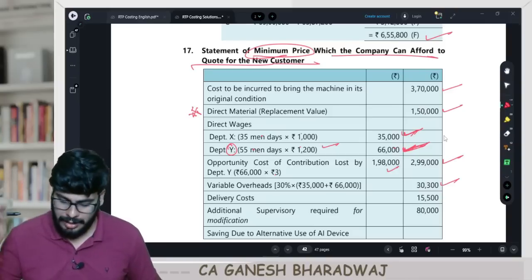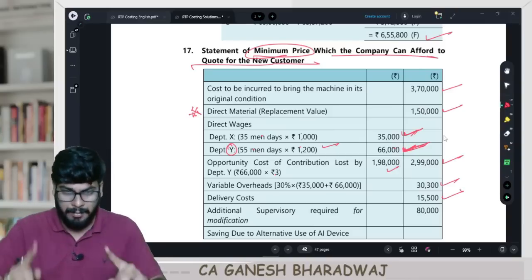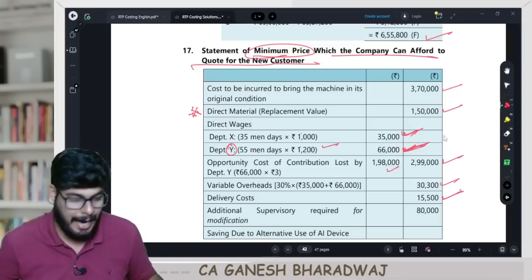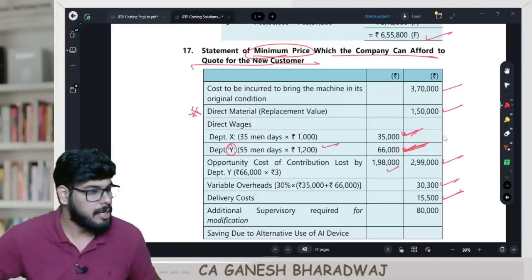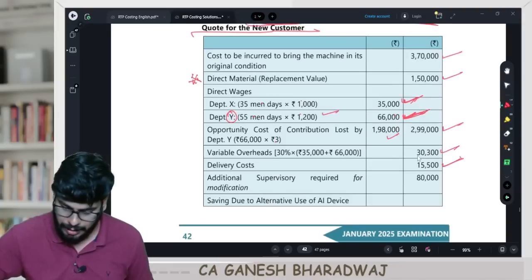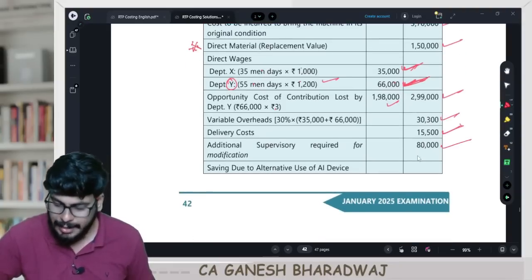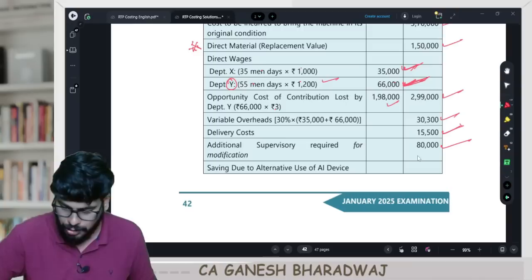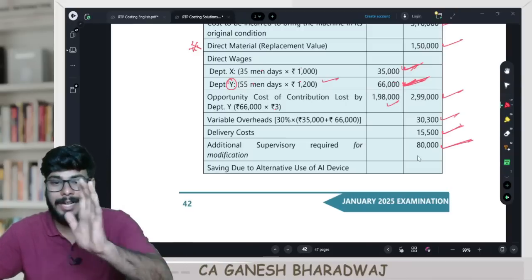Then delivery cost, it's given in the question, 15,500. Because I'm going for this job order only, I'm incurring this delivery cost. I can add it up here. Next, there's one more thing given here, additional supervisory costs that I'm supposed to incur, 80,000 rupees. Once again, that's an incremental cost that I incur only because I'm going for this order. That should also be considered, add to the cost.